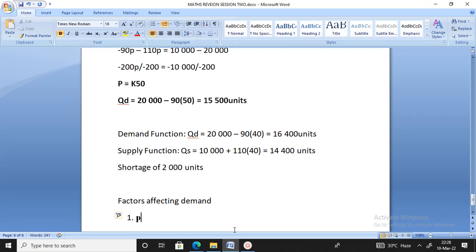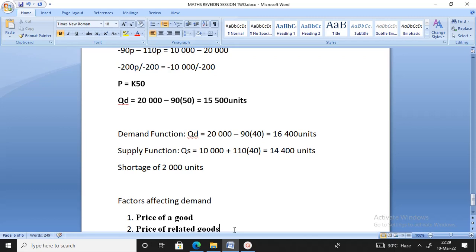Number one, it's the price of a good that influences your own demand. When the price is higher, you buy less. When the price is low, you buy more. And secondly is the price of other related goods.